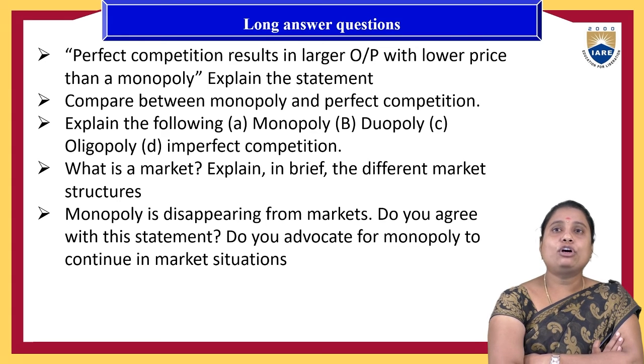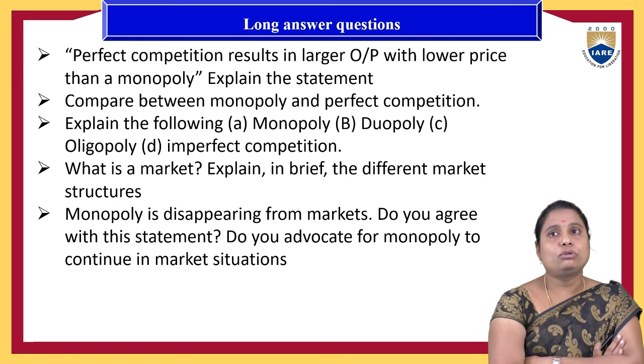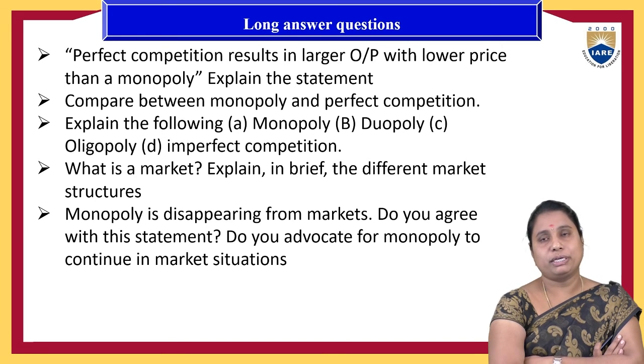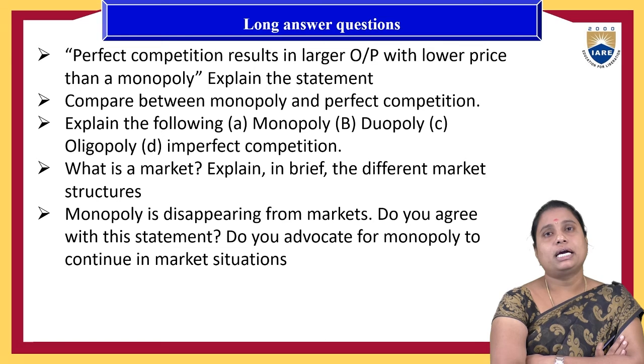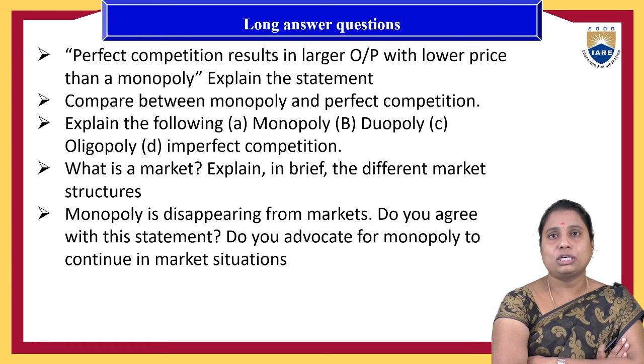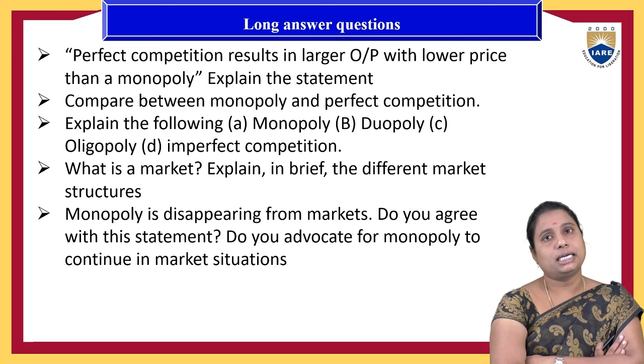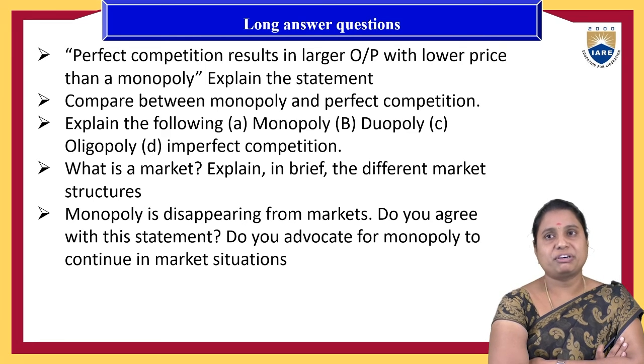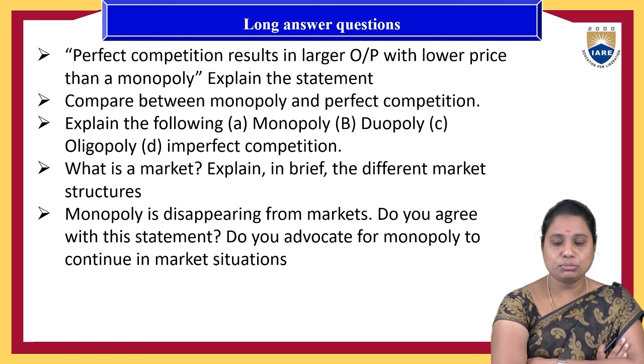Perfect competition results in larger output with a lower price than monopoly. They may ask you to explain this particular statement, and they may ask you to compare monopoly and perfect competition, and explain the following: monopoly, duopoly, oligopoly, and imperfect competitive markets. And what is a market? Explain in brief the different market structures. Again, here the monopolies, duopolies, perfect and imperfect elements we need to explain.